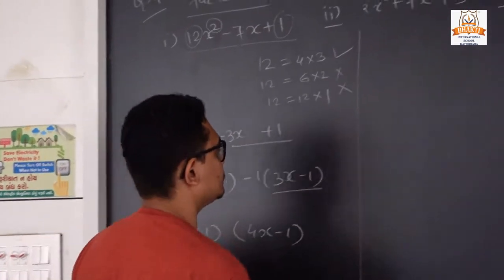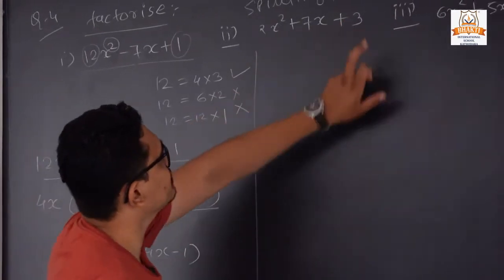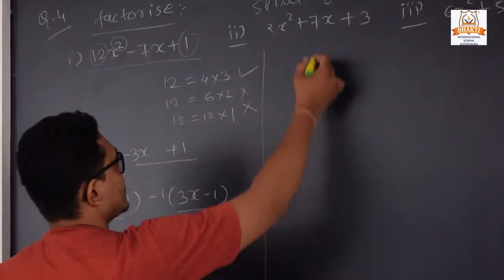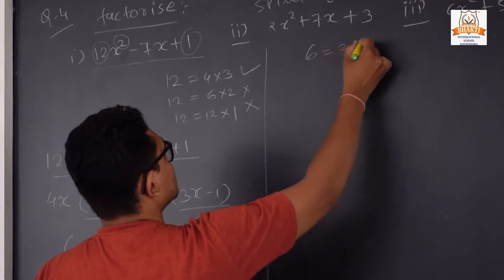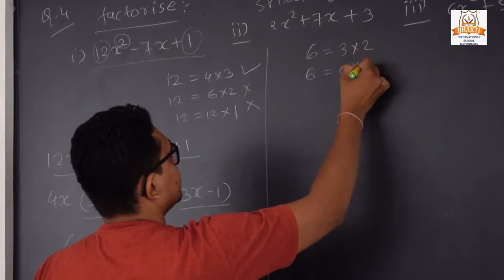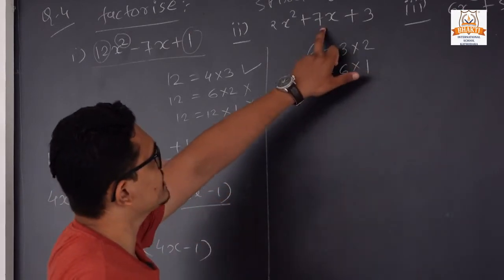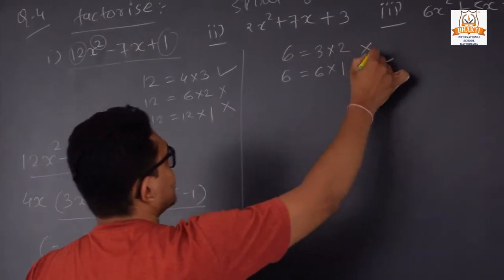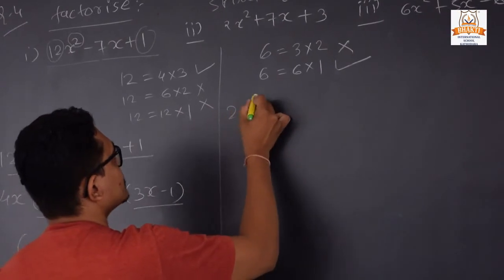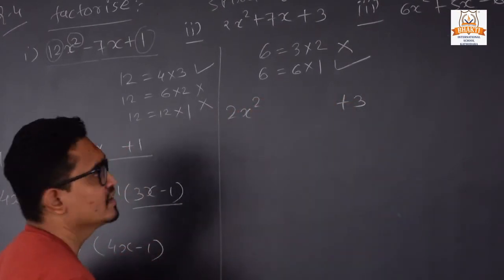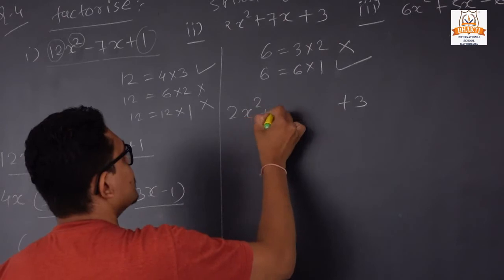Now second, once again 3 2s are 6. So what is the factor of 6? 3 2s are 6 and 6 1s are 6. 3 plus 2 is 5, but 6 plus 1 will be 7. So here we are using that factor. So first and last term will be same. Now splitting the middle, so it means what?